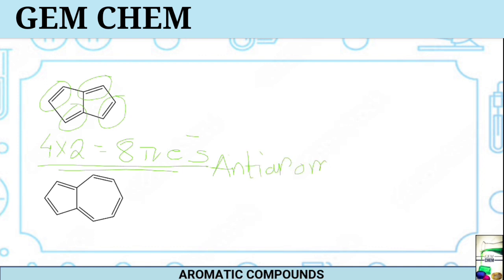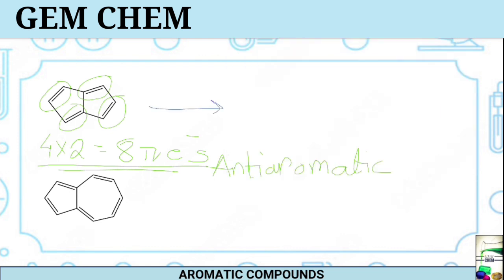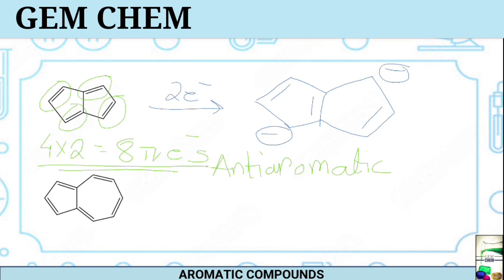But yes, of course, this anti-aromatic compound can be made aromatic by a simple reaction. If we try to add 2 electrons, then it becomes somewhat like this structure, and here we have a negative charge, here we have a negative charge. So if you consider here, now there is 5 into 2, that is 10 pi electrons, and it has become aromatic in nature, right? So this is aromatic.